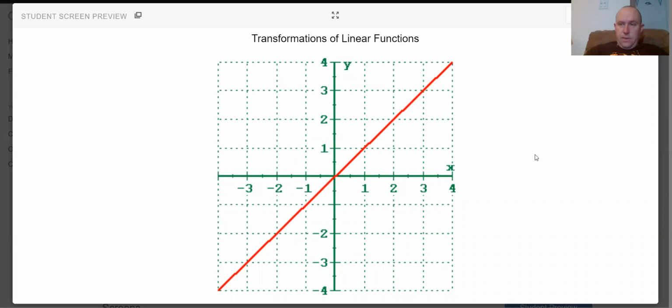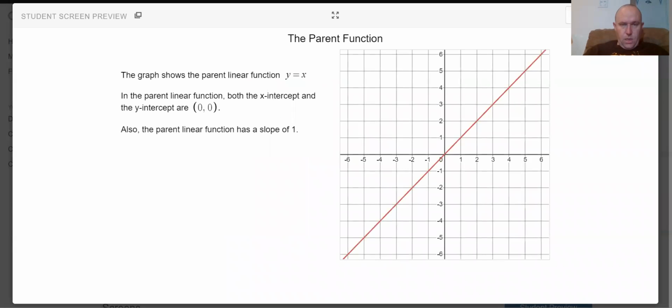Okay, this is the review for lesson 2.7. This is a transformation of linear functions. So we're going to start off with what we call the parent function, which is our basic function. For linear graphs, our basic function is one that passes through 0, passes through the origin, and has a slope of 1. And we can see this nice, perfect diagonal line here.